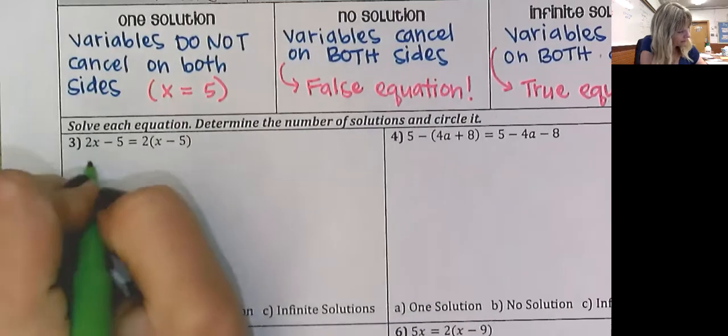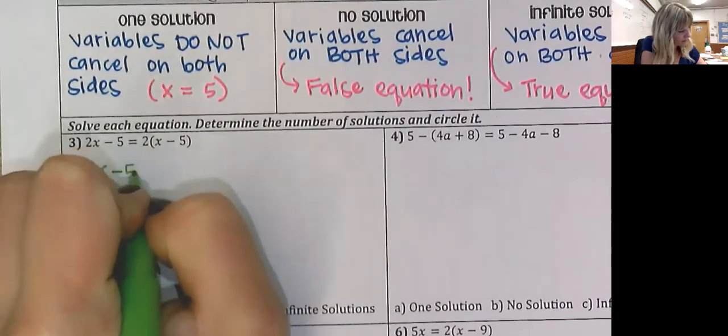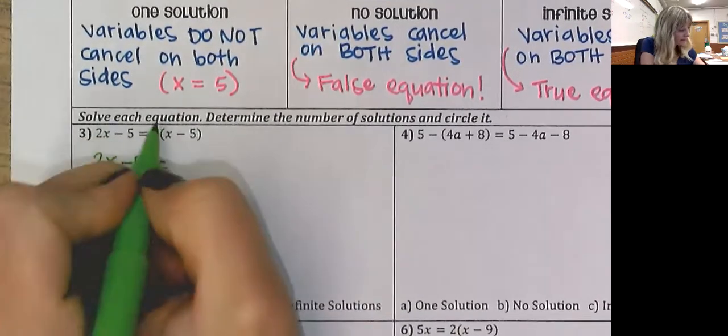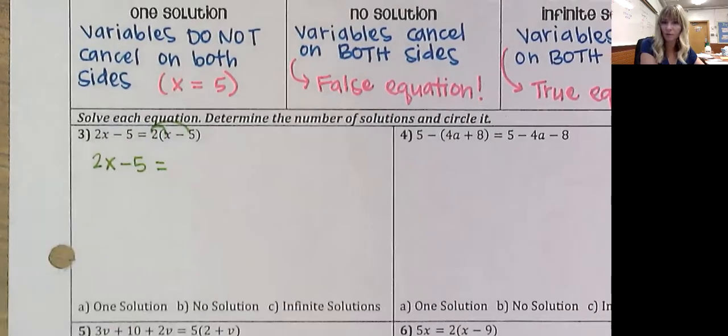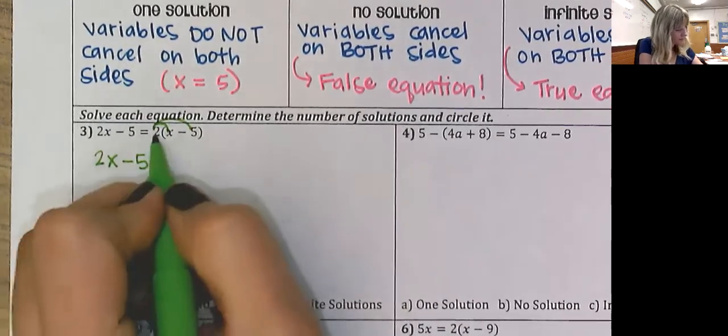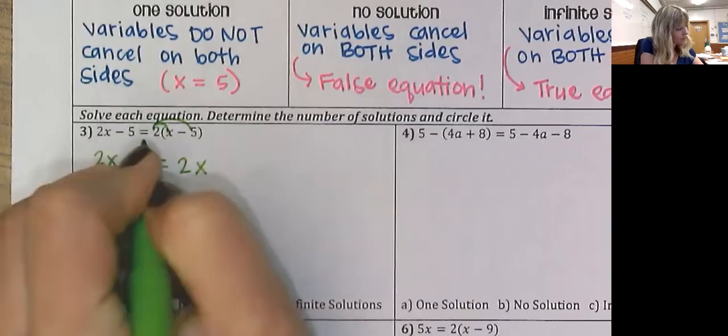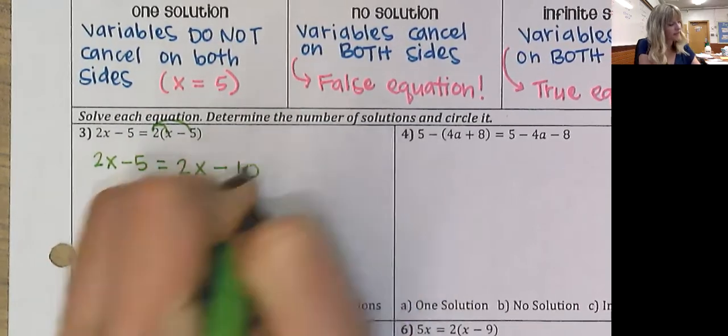For example, this side doesn't have anything to simplify. However, this side I can distribute. Distributive property. 2 times x is 2x, and 2 times -5 is -10.